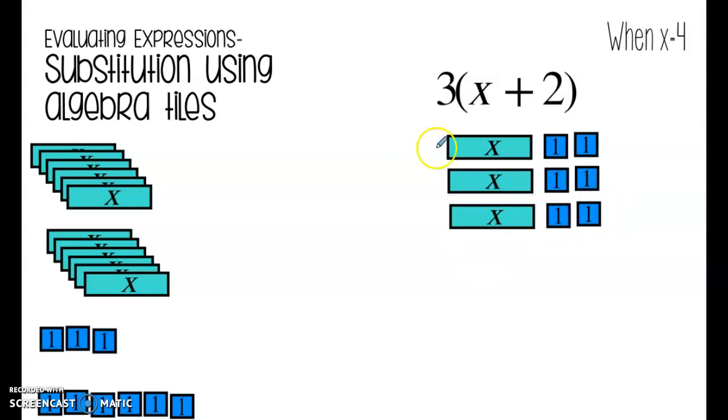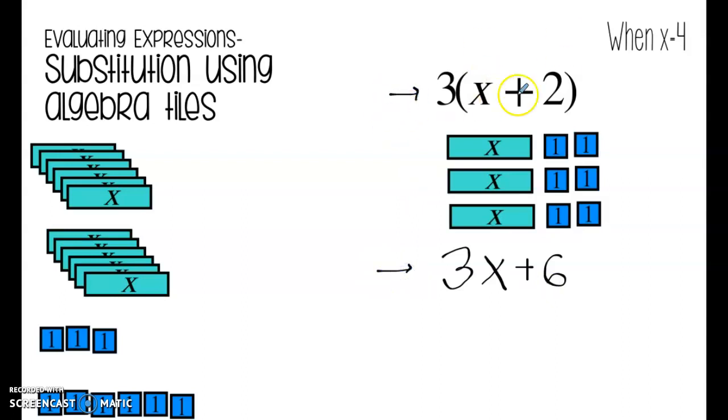So I can either leave it like this, or I can rewrite it to say, well, I actually have 3 x tiles now, and 2, 4, 6, I have 6 ones tiles. So this expression right here is the exact same as this expression.